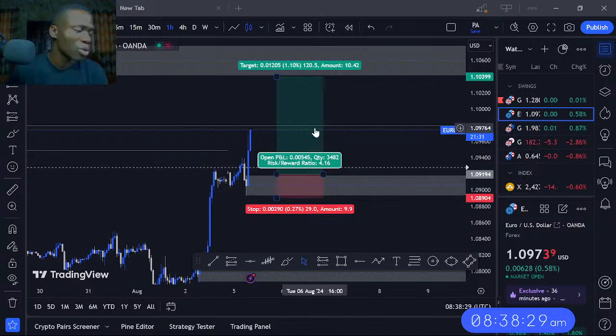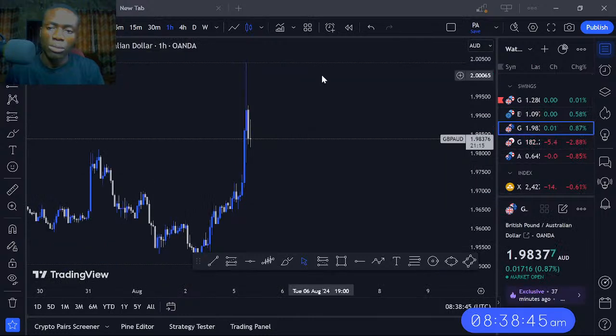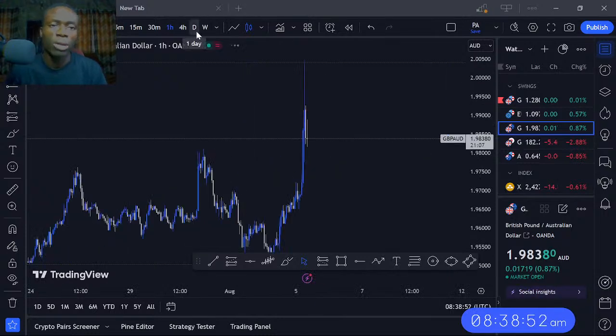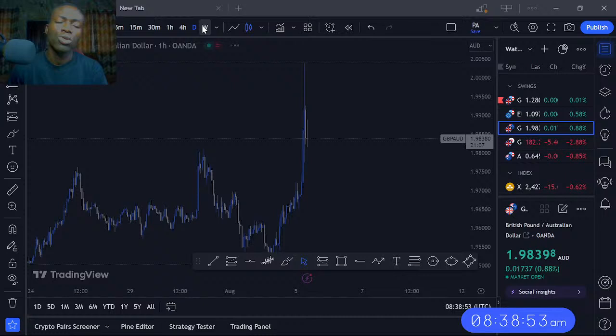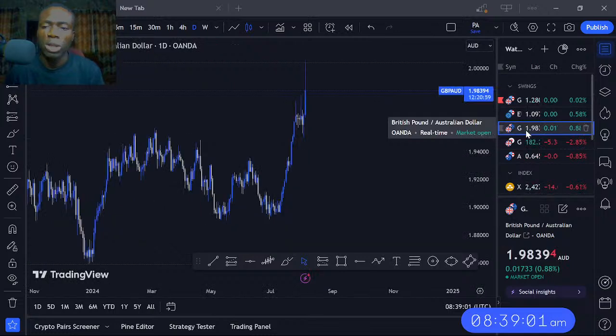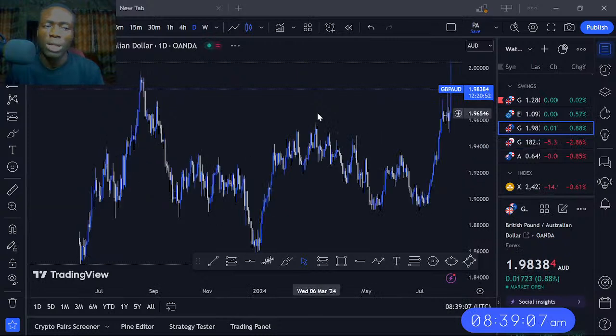I just want to round up with all the signal options I have on my diary here, and then we'll move on to different markets. So here we have GBP USD, GBP Australian dollar. As usual, I'll start from the daily time frame. Here are the forex pairs I trade: GBP USD, Euro USD, GBP AUD, GBP JPY, and Australian dollar US dollar. Those are the pairs in forex that I actually trade.